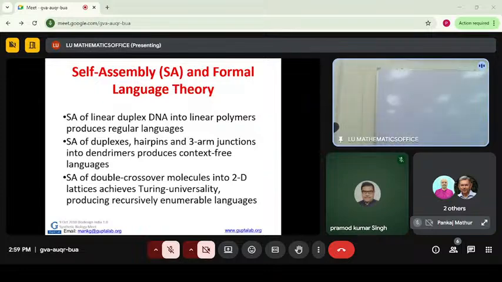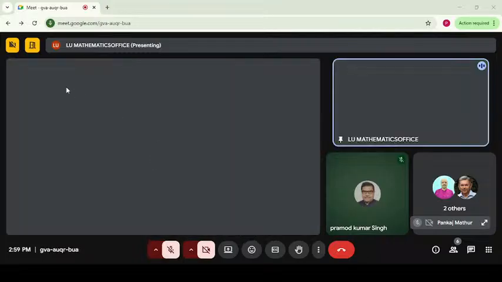So this is the important result. You can read this thesis of Rothemund available online at Caltech. Self-assembly of linear duplex DNA into linear polymers produces several languages for finite parameter. Self-assembly of duplexes, hairpin, a special kind of structure I'm not showing today, and 3-arm junctions produces context-free languages. And self-assembly of double cross molecules, which I showed, they achieve universality.